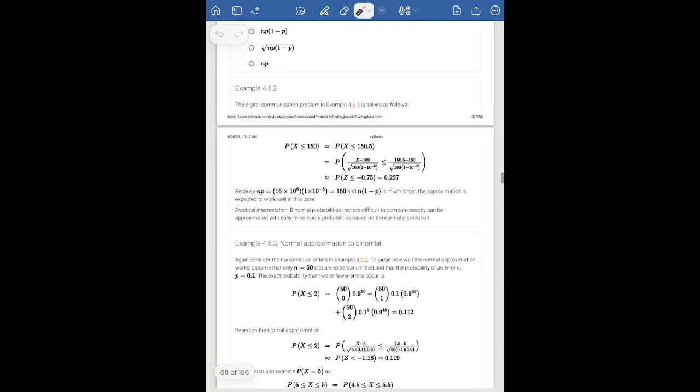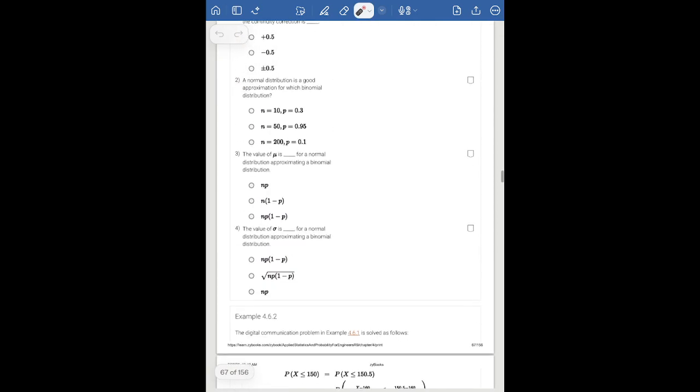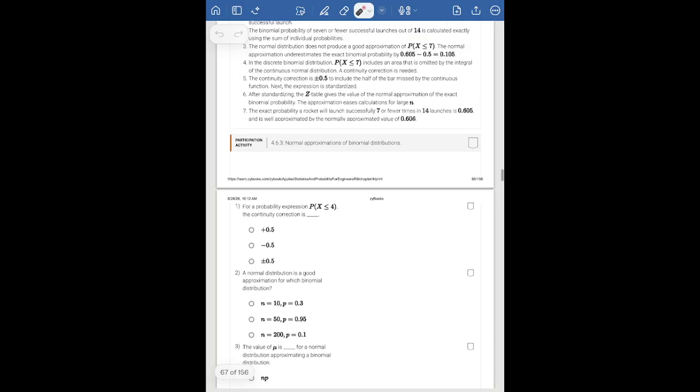Did we go too far? Did we go too far? Let's see, when this is lower than what we're looking at here, the continuity correction, what do we have?